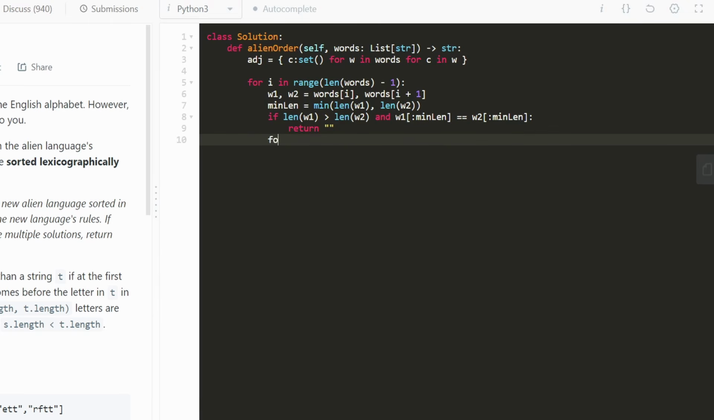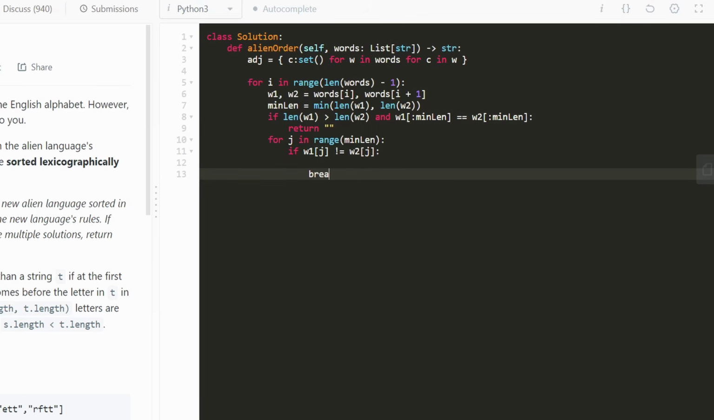If that's not the case, we want to go through every single character between these words. So basically in range, min length. And our goal is to find the first differing character. So if the characters are the same, we're not going to do anything. But if the characters are different, so the character at position j in word 1 is different from the character at position j in word 2, they're not equal, then we're going to break.